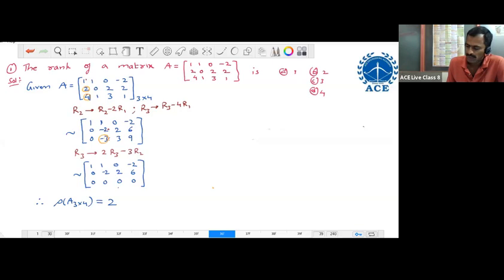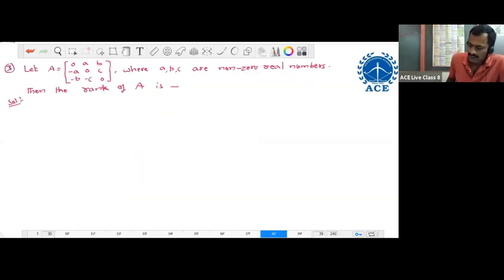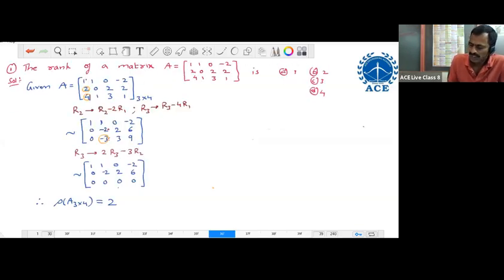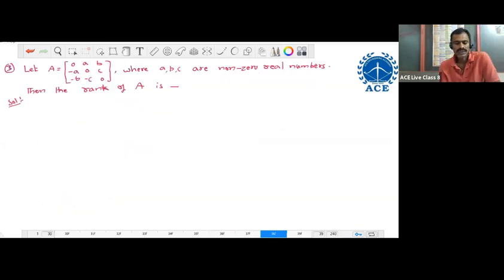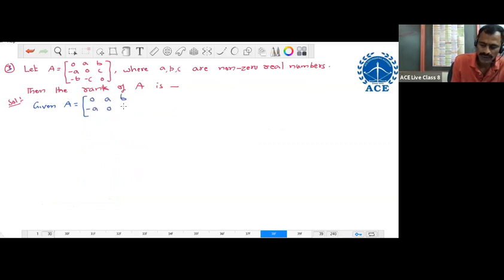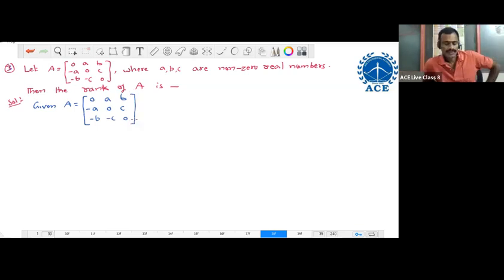Next, we are going back to problem number 3. Like the first problem, we need to find the rank of A. Here we try to find the rank of A by using the echelon form method. Let us write the given matrix. Given A equals 0 a b, minus a 0 c, minus b minus c 0. It is a 3 by 3 matrix.